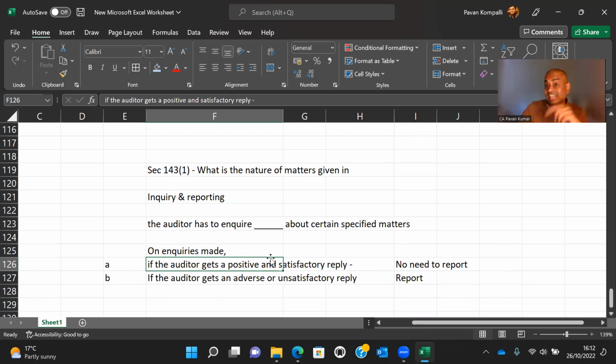But 143.3 matters are not like that. Whether books of account are kept, you have to tell whether books of account are properly maintained. Yes, books of account are properly maintained. If they are not, then you need to say no, books of account are not maintained. Accounting standards maintained, accounting standards not maintained. So in 143.3, you need to report both sides. Satisfactory performance by the company, report. Unsatisfactory performance by the company, report. 143.1 is not like that.